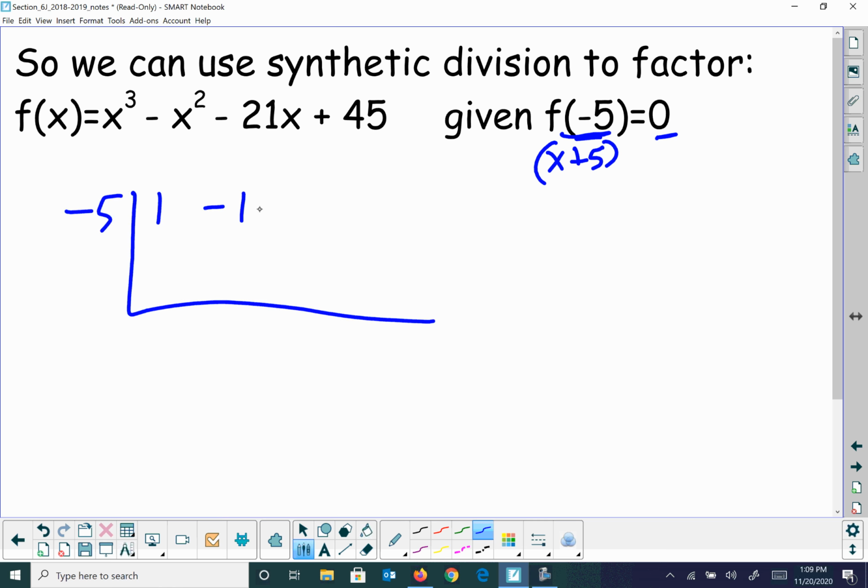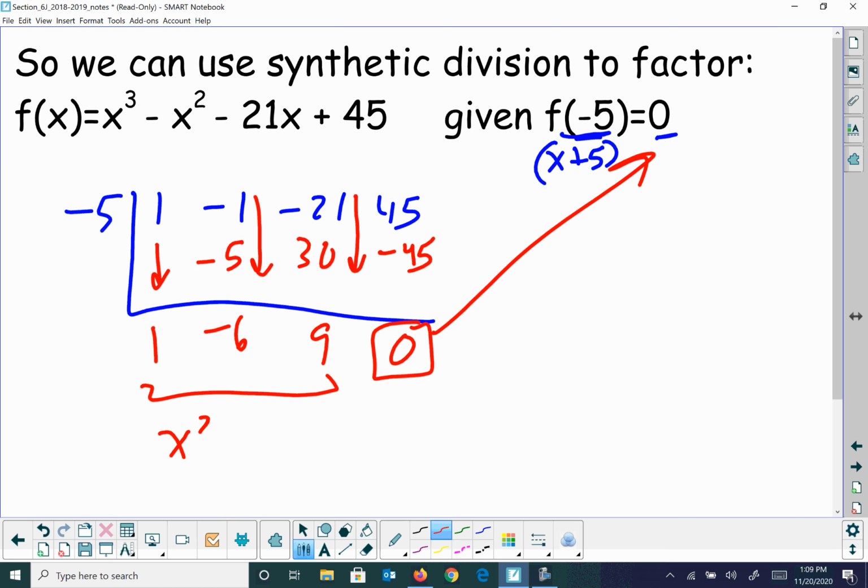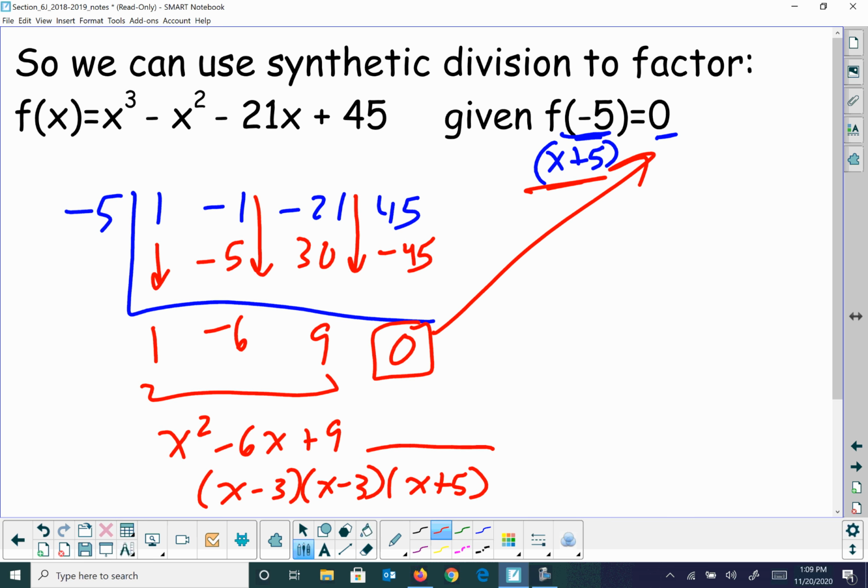So we have 1, negative 21, and 45. Bring the 1 straight down. 1 times negative 5. It's negative 6. That gives me 30. That's 9. 9 times 5 is negative 45. It gives me a 0. So we verified that. But now this is, if I put my x's back in, I'd get x squared minus 6x plus 9. We could factor that to be x minus 3 and x minus 3. And then we also know that we have that from above. So my entire thing factored would look like this.